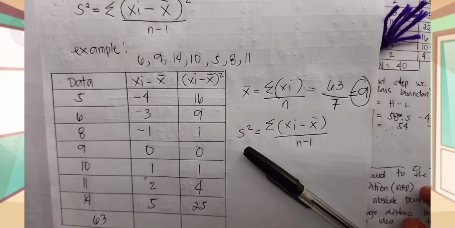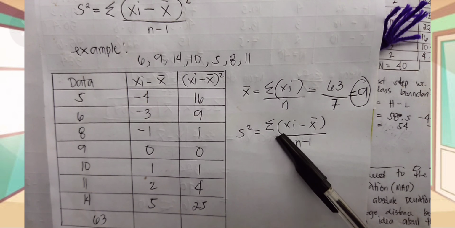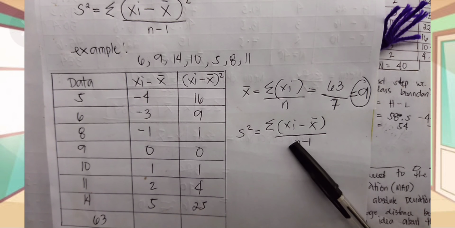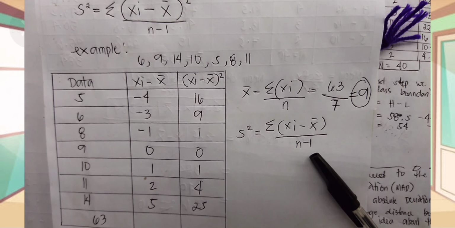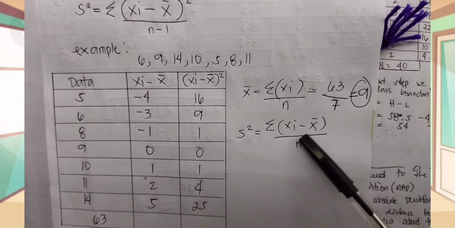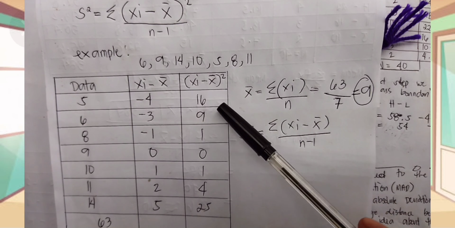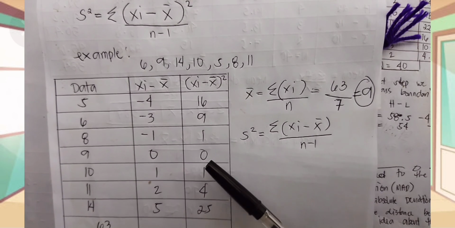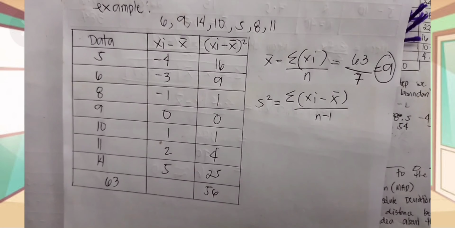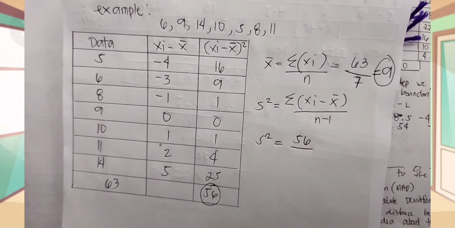So keep in mind that the variance is going to be the sum of the squared differences between each data point and the sample mean divided by n minus 1. So to get this part of the formula, we simply need to get the sum of this column. We're gonna add all of the values of this column. So 16 plus 9 plus 1 plus 0 plus 1 plus 4 plus 25 is equal to 56. So let's put the 56 over n minus 1.